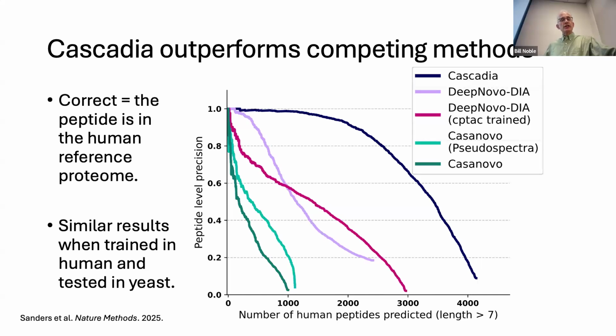So what you're seeing here is, again, precision on the vertical axis. But now, since we don't have a one spectrum per peptide kind of relationship, the x-axis is just the total number of peptides that were predicted. And again, we're using this intuition that if it matches to the human reference proteome and it's longer than length 7 or so, it's super unlikely to happen by chance. So we count those as nominally correct predictions. And what you can see is if you just take the DIA data and run it through Casanovo, it really doesn't work well at all, which is to be expected because these data are way more complicated.